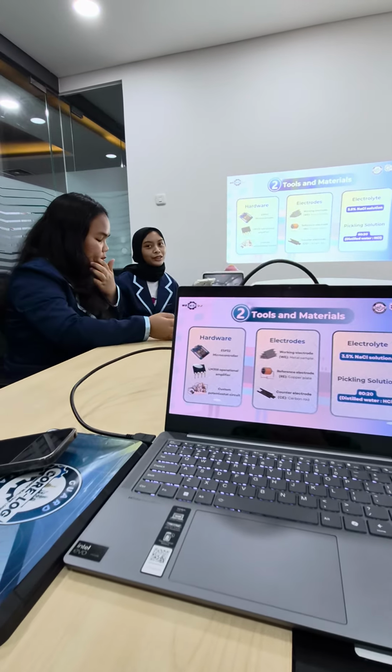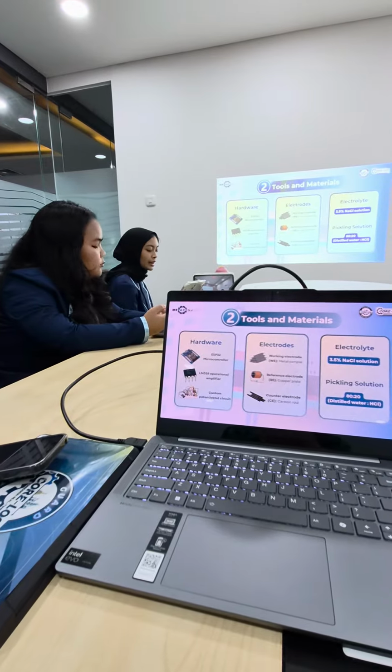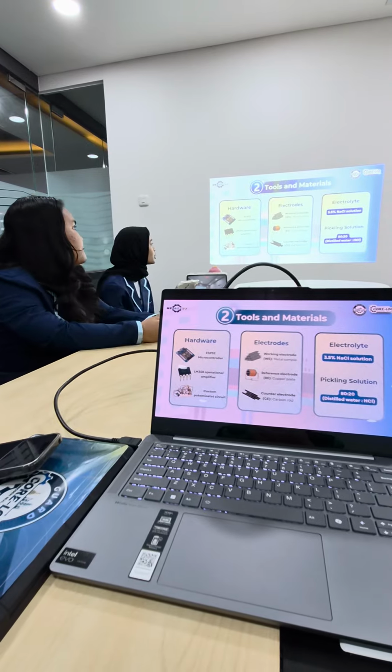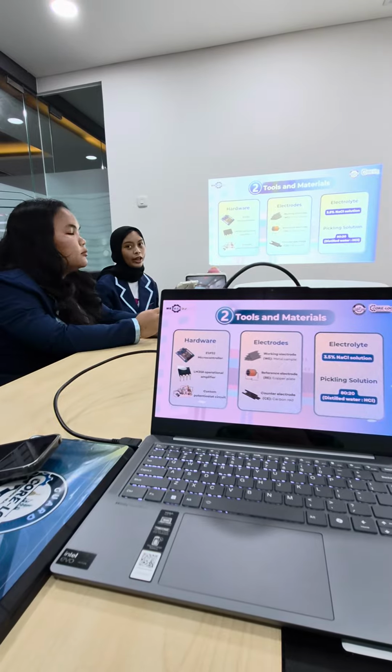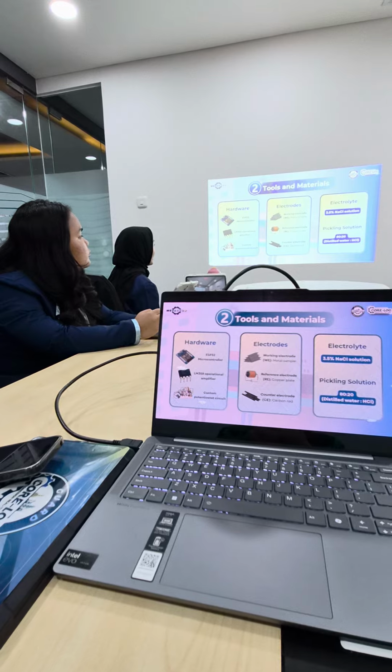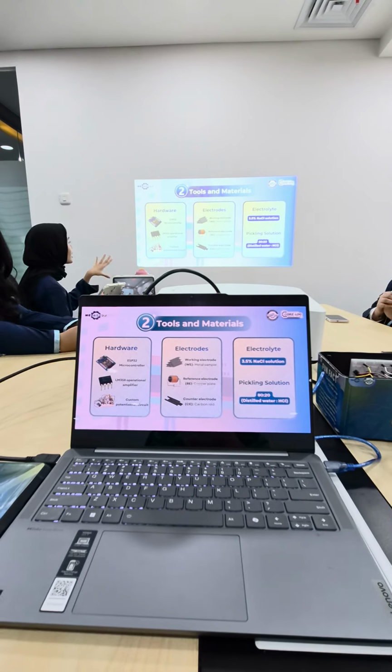Okay, now moving on to the tools and materials that we use for this research. So our hardware centers around an ESP32 microcontroller and an LM358 operational amplifier to stabilize the data, and all of these components were integrated into one custom potentiostat circuit.